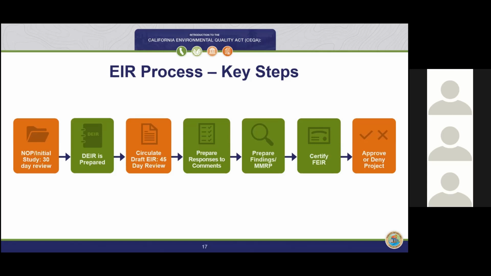Once the agency receives those comments, they have to prepare written responses to those comments and findings. The agency has to prepare findings on why they've chosen to approve the project and adopt mitigation, and then that EIR gets certified. So the agency actually certifies the EIR, and as Brad mentioned in the very beginning, the EIR doesn't approve the project or deny a project. It's just a disclosure document. So the agency would certify that they've reviewed the document and that it appropriately discloses the impacts of the project.